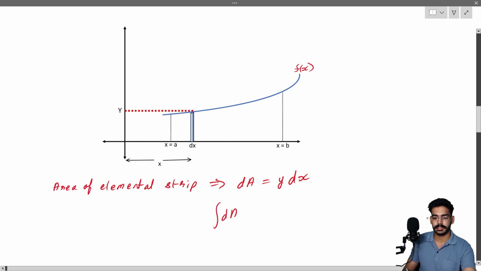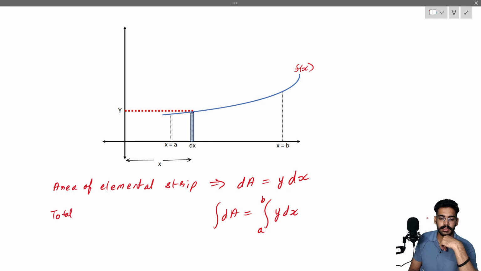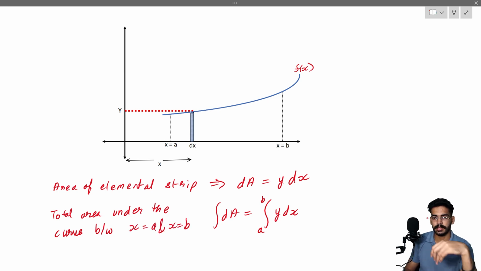Integration of dA equals integration of y dx. From where to where? From x equal to a to x equal to b, so x is varying from a to b. This is how to find the area. So I can say this is my total area under the curve between x equal to a and x equal to b. It is the integration of y dx from a to b, where y equal to f(x) is whatever function is given here.